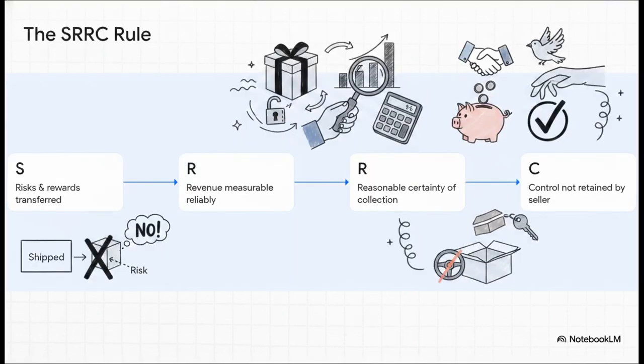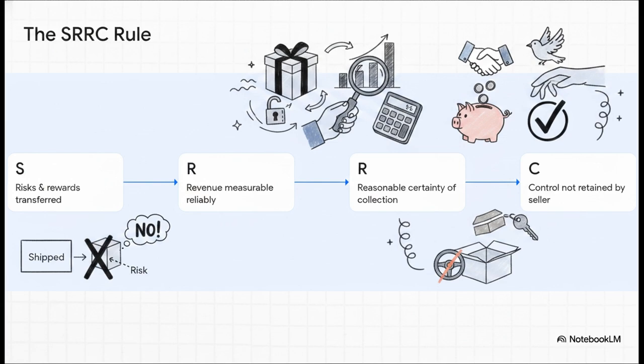Let's actually break down these SRRC steps. S stands for significant risks and rewards of ownership being transferred to the buyer. The first R means the revenue can be measured reliably. The second R requires a reasonable certainty of collection. And finally, C means effective control is no longer retained by the seller.